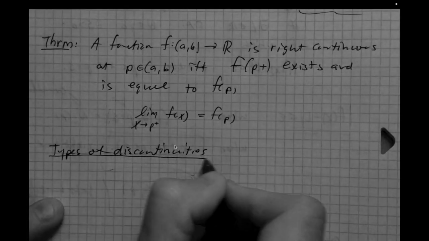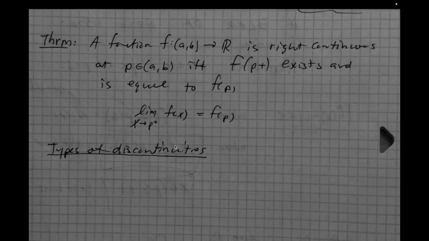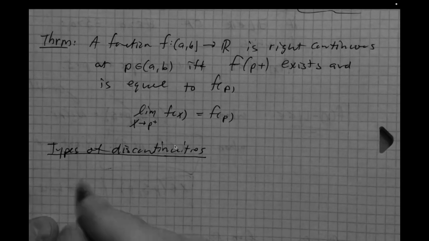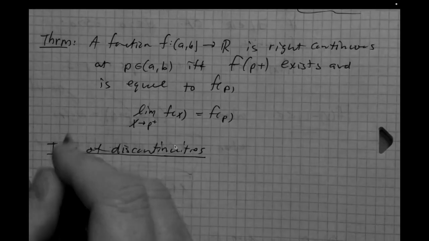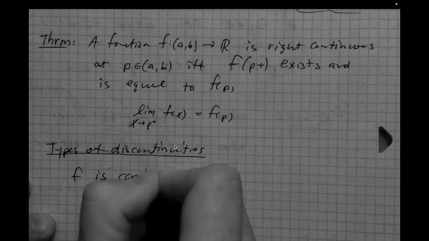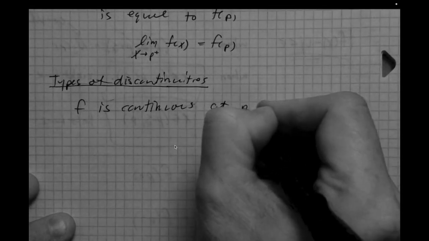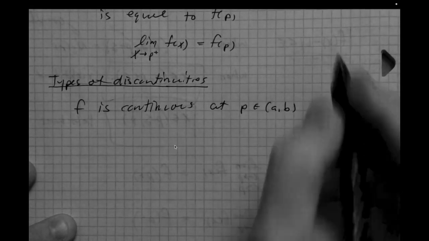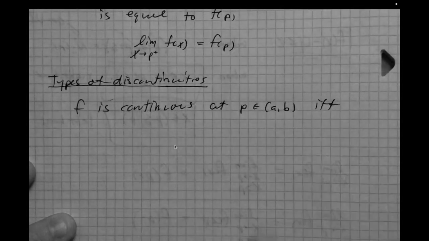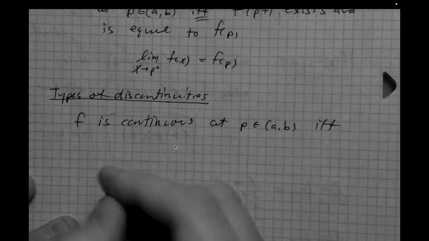We talked about left-hand and right-hand limits, and left and right-hand continuity. When you don't have a continuous function, you have some kind of discontinuity. And there are fundamentally two types of discontinuities that you can have. Let's restate what we just said: f is continuous at p in some interval [a,b] if and only if two things have to be true.